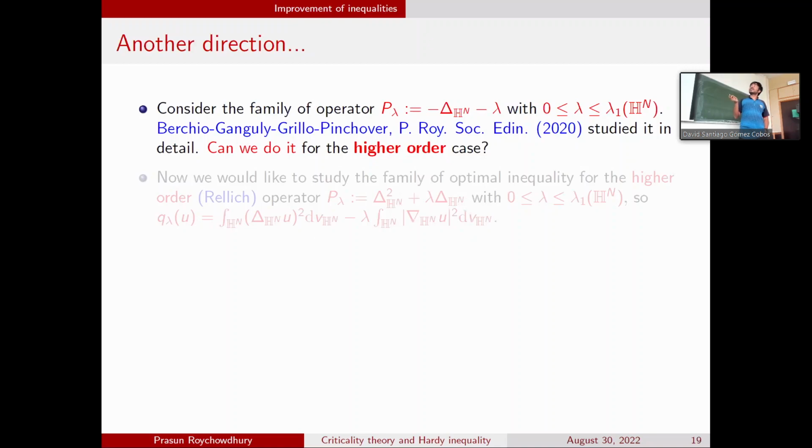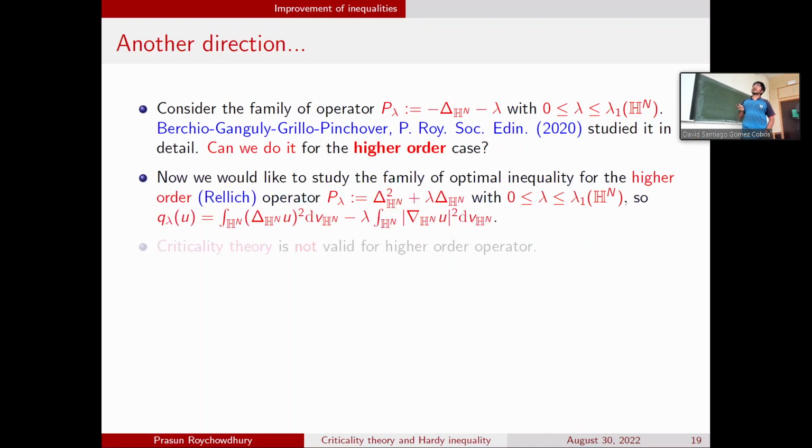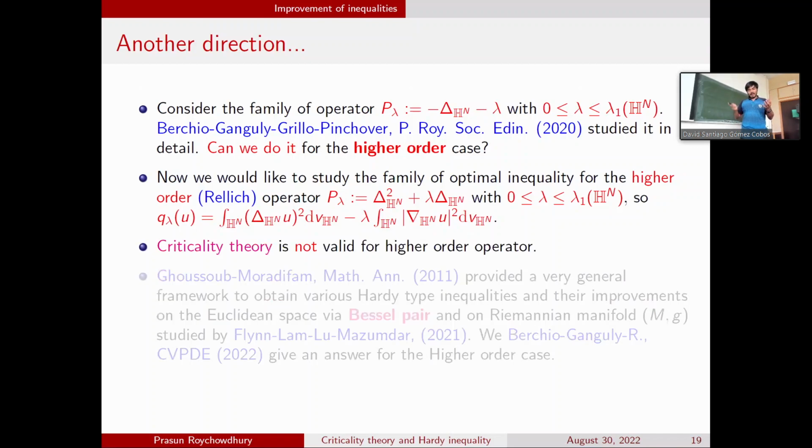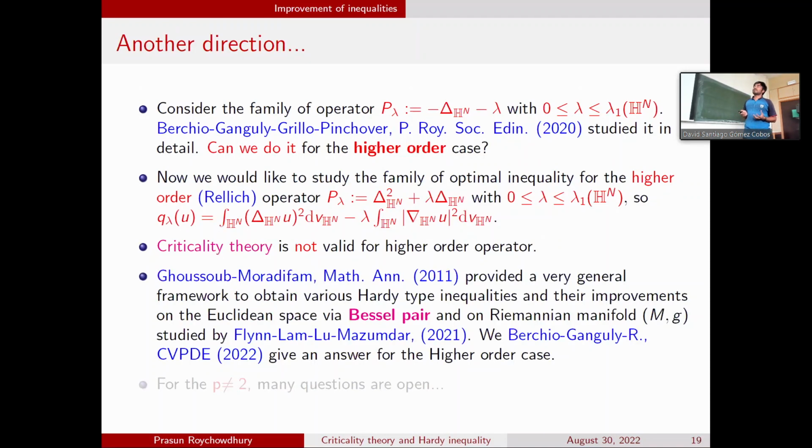One can also consider a family of operators. For the family of operators with respect to the Laplacian, Berkio, Ganguly, Grillo, and Pinchover gave an improvement. And for higher order, one can ask the same kind of questions: is it possible to improve? Is it possible to have a family of inequalities? Higher order means this kind of operator, and things like that.